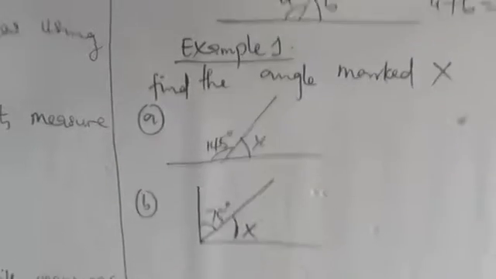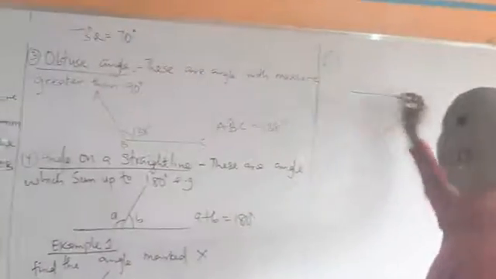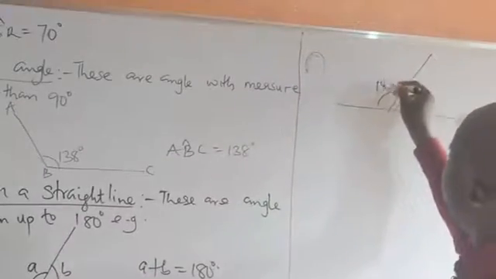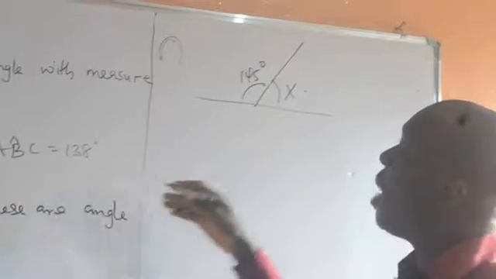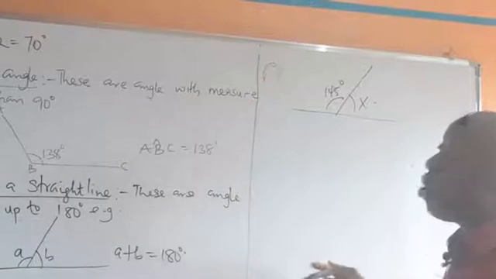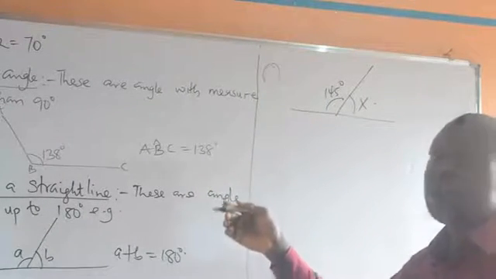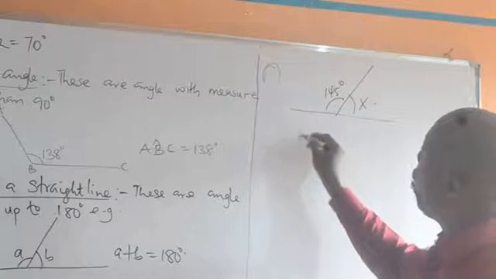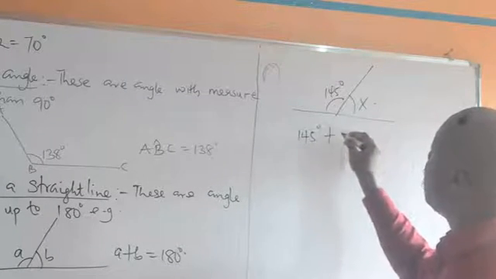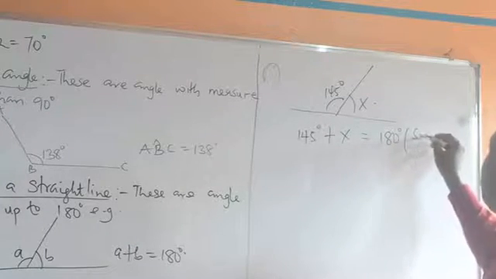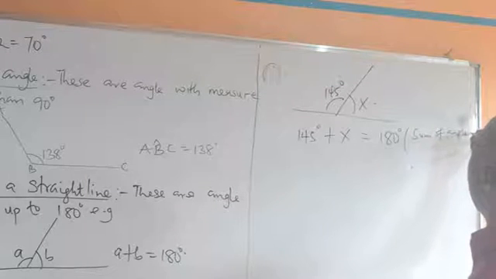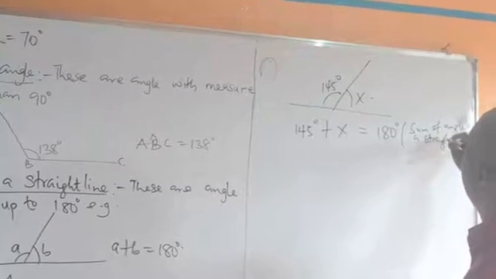So we have angle on a straight line, 145 degrees. We are asked to find X. We quickly apply the principle that the sum of angles on a straight line is equal to 180 degrees. They add up to give us 180 degrees. That is, 145 degrees plus X is equal to 180 degrees.